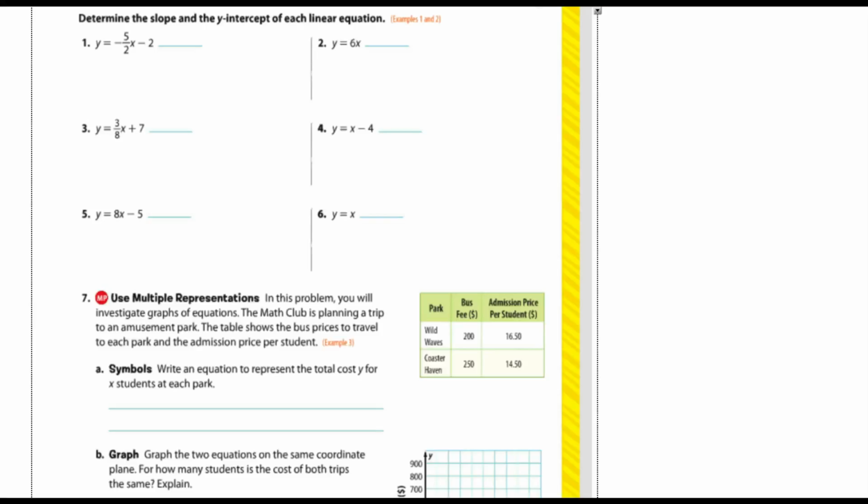Okay, let's do some homework. Slope intercept form is what we started today, so let's check a couple of these questions so we can make sure we can answer them correctly.